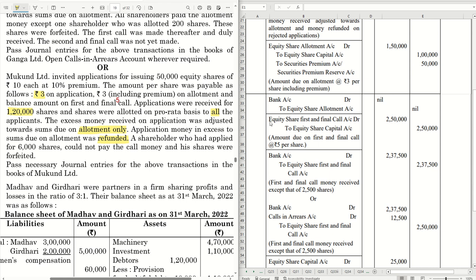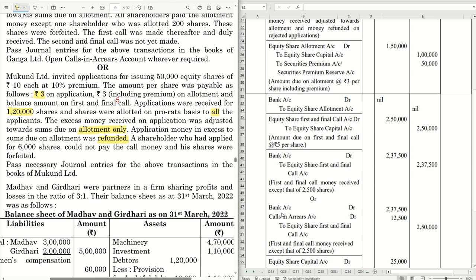Let's move on to the next journal: equity share first and final call account debit to equity share capital account at the rate rupees 5, as we calculated here, 5 into 50,000 shares, which is 2,50,000 rupees. And then while receiving the money, there is a calls in arrear.